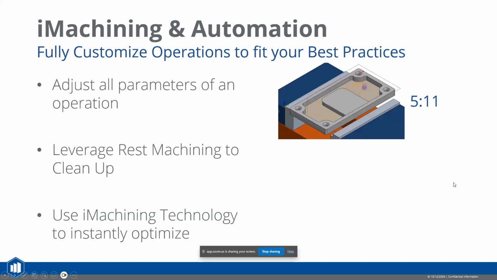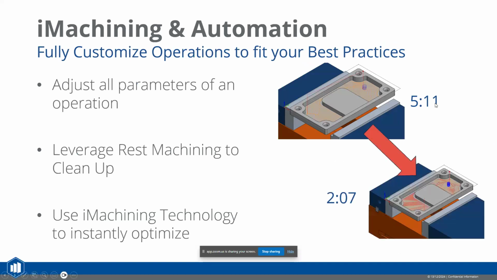Right. Now, over on the right-hand side, I took a standard pocket toolpath, the same one that we already saw or created. And I was able to use iMachining to get that cycle time down to 2 minutes and 7 seconds. So almost half the time we're able to create that same exact pocket. Now, iMachining is also very great at rest machining. So it will pick up where the stock is, how much stock is left. So it'll ensure that we're not just cutting air.